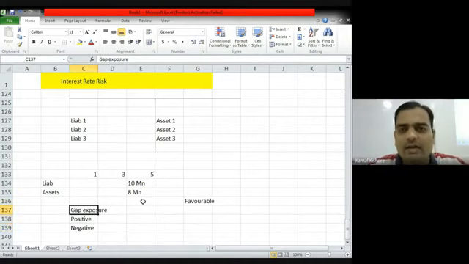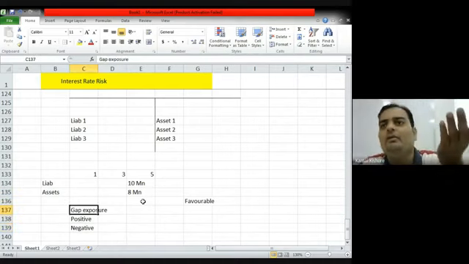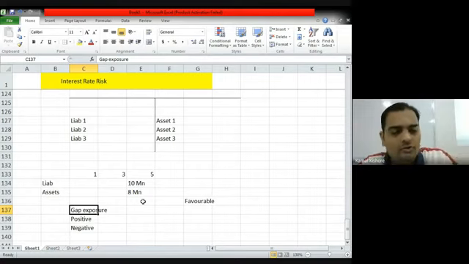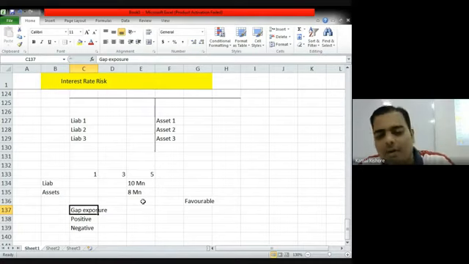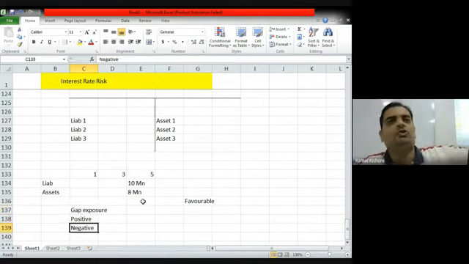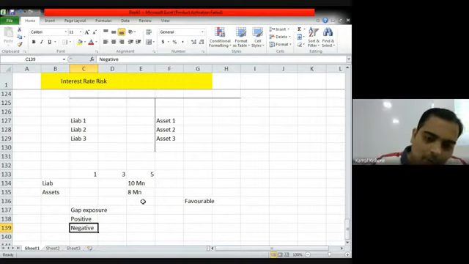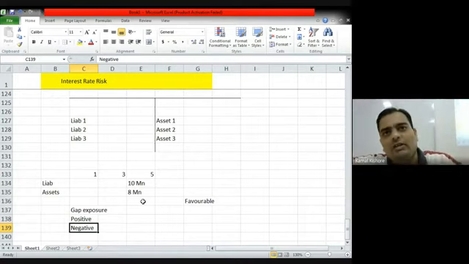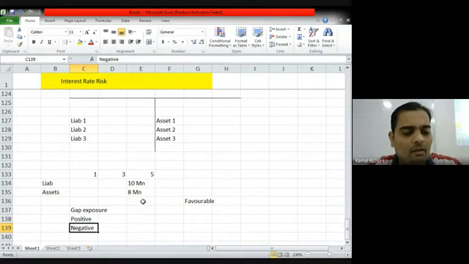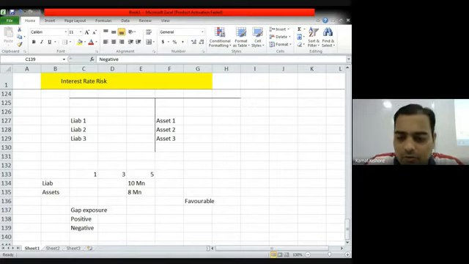Negative exposure, the gap is negative. That means you are paying more. If you have a net liability, then your interest rate should come down so that you pay less interest. Vice versa, if positive, meaning my assets are more and liabilities are less, in that case my interest rate should increase. That is what we call gap exposure, negative gap and positive gap.